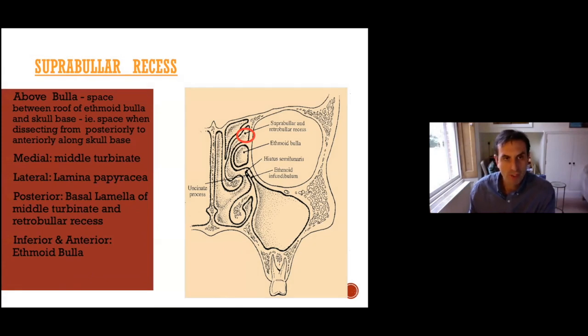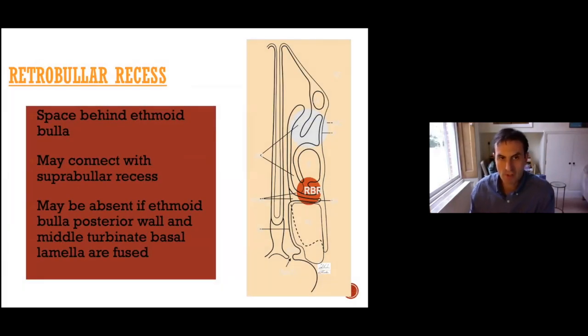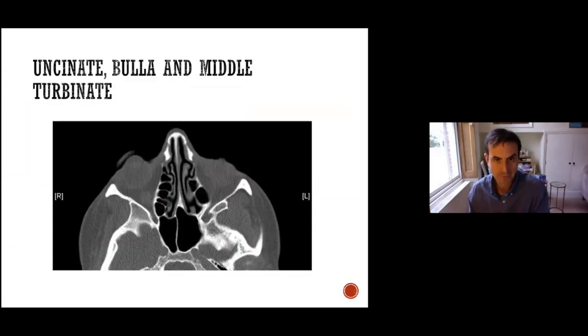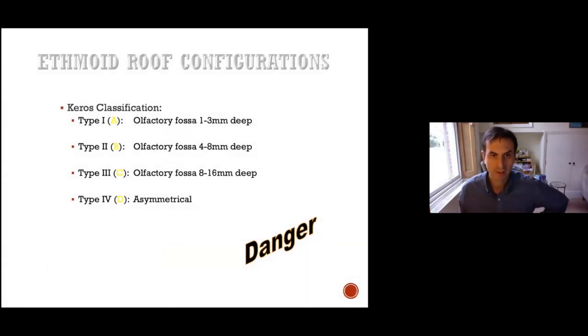Around the ethmoid bulla, you get these spaces. You get a suprabulla recess, which is a space above it. It doesn't always exist, but if it is there, it sits in that pocket above the bulla. And you might also get a retrobulla recess, which is a space behind the bulla, and you'll identify this on an axial CT scan. So you can see these structures identified here. You can see the middle turbinate there, the uncinate process, and the bulla, and you can see the spaces.